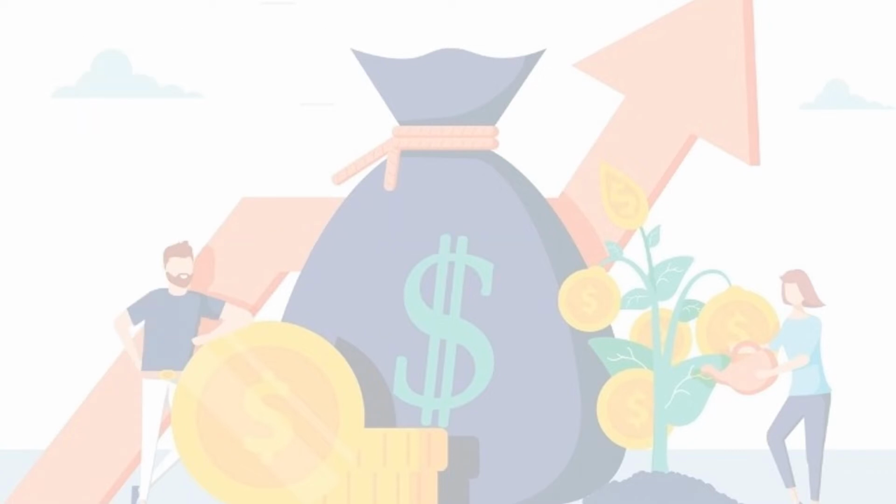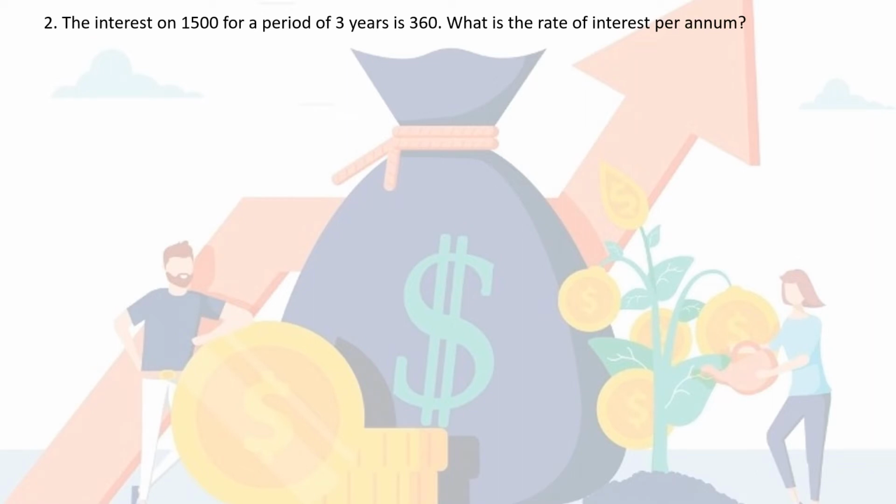Okay. So we move on to the next question. The interest on 1500 rupees for a period of 3 years is 360 rupees. What is the rate of interest per annum? Here rate of interest has been asked. You have to use the same formula, just you have to move the terms here and there so that you can easily find out the rate of interest. Now the options here are 6%, 8%, 10% or 12%.